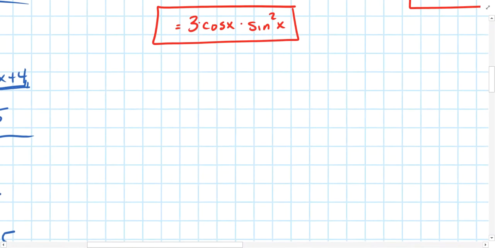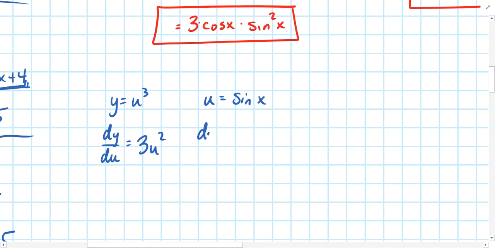So a little bit more thought goes into that, but the definition is a bit more straightforward. Let me try another example and see if it makes sense to you. For part B, our outer function is going to be u cubed again, so I'm going to call this one y equals u cubed. Therefore, the derivative of y with respect to u is 3u squared again. The inner function is sine of x, and the derivative of u with respect to the variable x is going to be cosine of x.